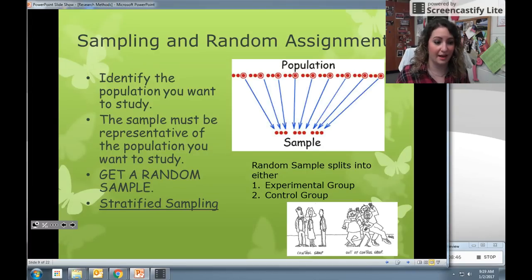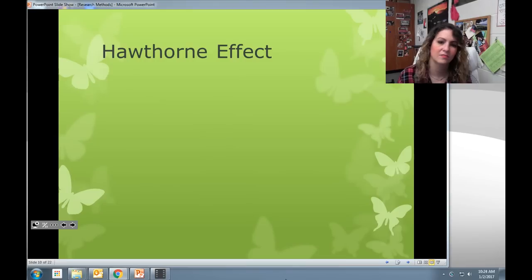Both groups are going to have some sort of result. The test scores, the height of the plant, or whatever it is, the result of the drug. And you're going to be comparing the dependent variable between the experimental group and the control.